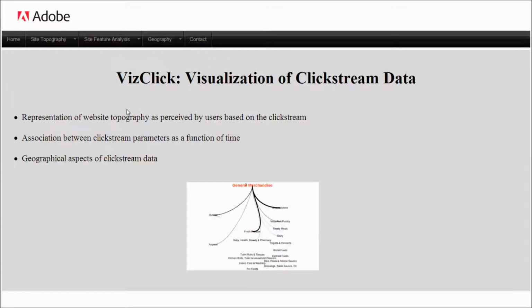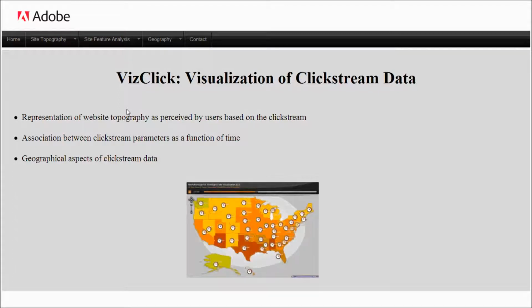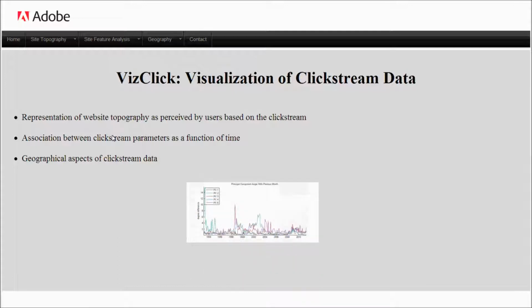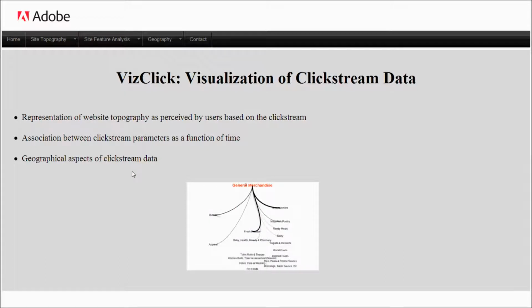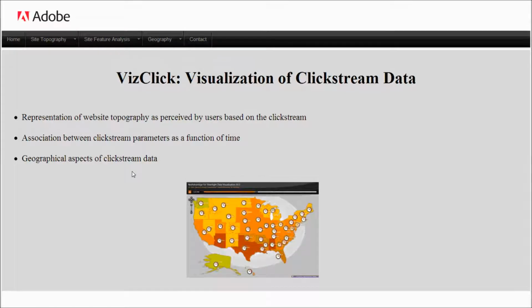First was to represent website topography as perceived by the users and compare and contrast it by how it was designed by the web designers. Second was to find association between various clickstream parameters and to incorporate a factor of time in them. And finally, we looked at some geographical aspects of clickstream data parameters. So we'll go through each of the visualizations that we created one by one and explain them to you.